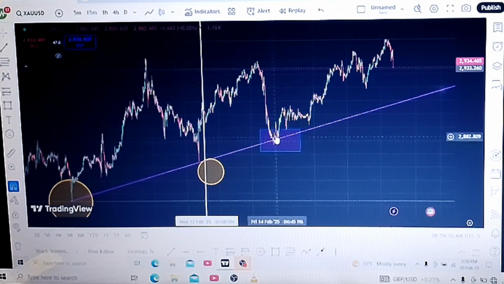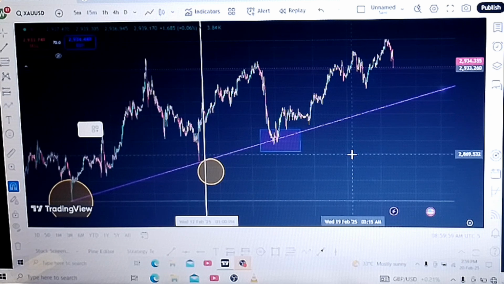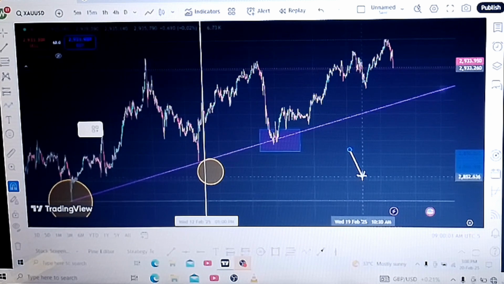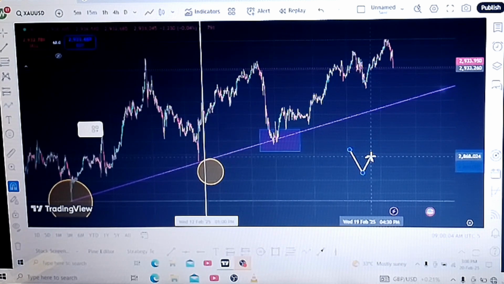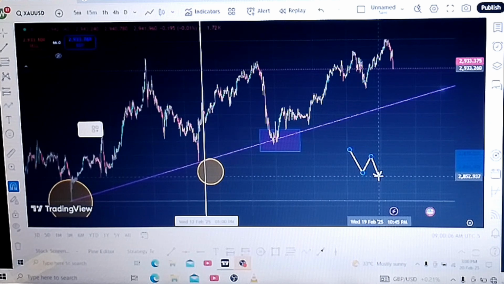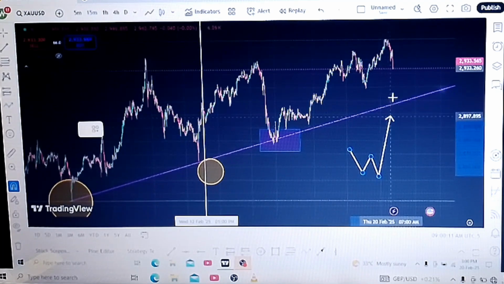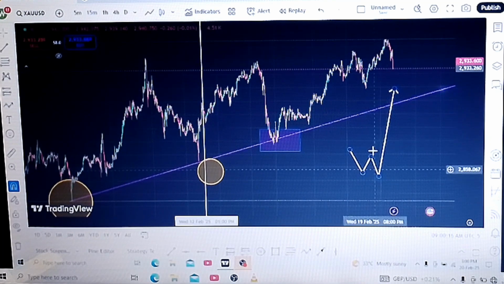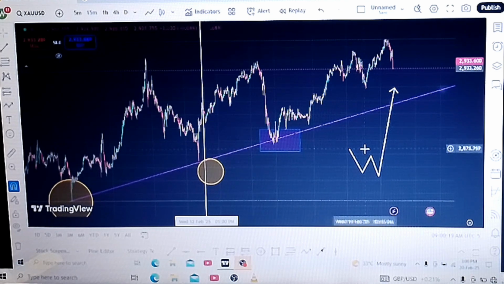So as you rest on this place, what we should be looking for is the W pattern. Anywhere you see a W pattern, let me just draw it here. This is a W pattern. Anywhere you see a trade like this, if it is resting under your trend line or psychological level, you take it long. You don't waste time with it. Like I said earlier on, please go and watch the previous video that I dropped, how to analyze trend line.